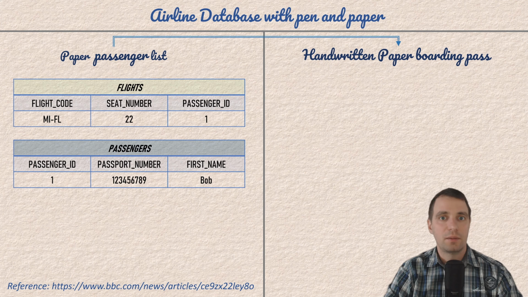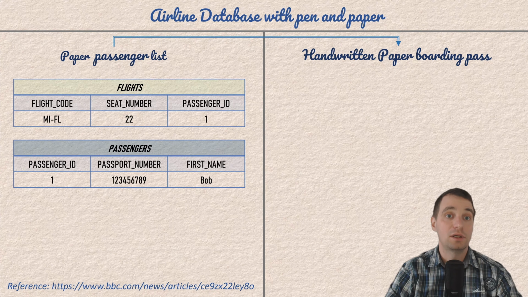We can imagine that a passenger walks into the airport and the passenger list is used to check, for example, for the passport number. Once the passport number is validated, then the airline staff can simply see if that particular passenger is actually assigned to a particular flight.